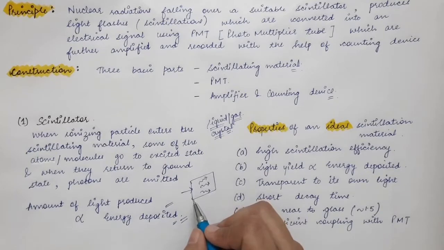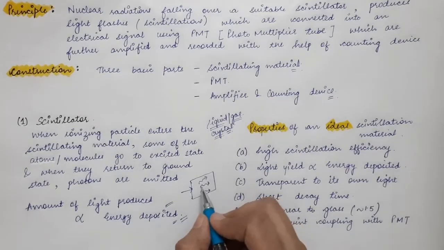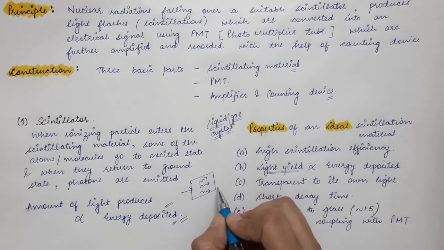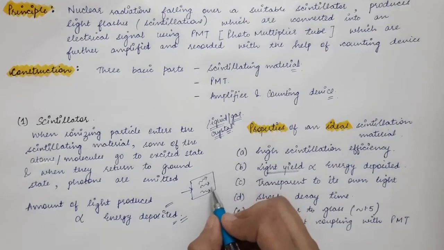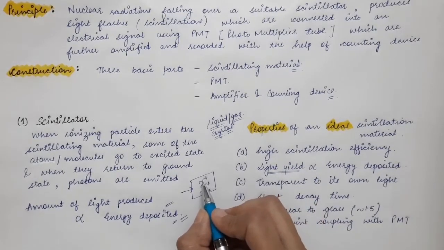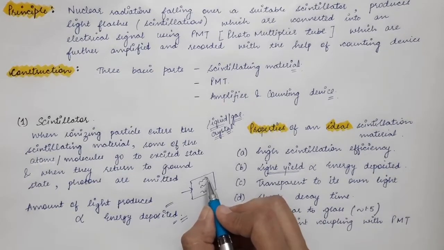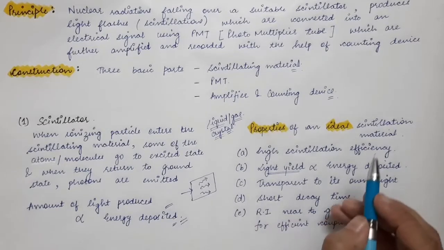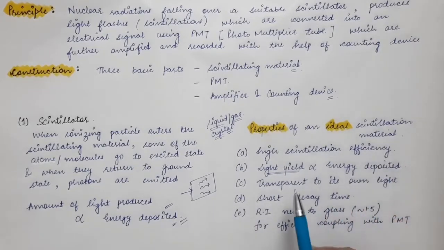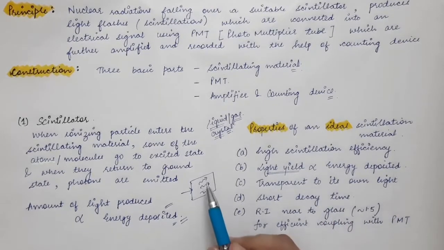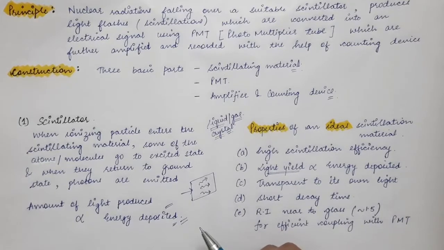What do we want in the case of a scintillation counter? We want more light yield. We want more light to be emitted, and these light flashes, these photons, are then made to enter the PMT. But if these photons are absorbed by the other atoms of the scintillator, the efficiency will decrease. So the third property of the scintillation material is that it must be transparent to its own wavelength of light emitted. It must not absorb its own photons.